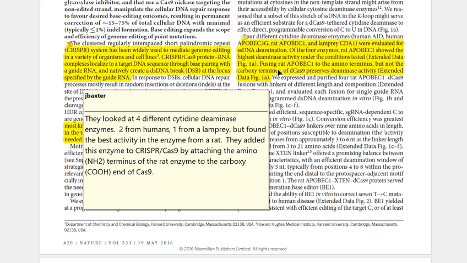So knowing that, they took that enzyme from the rat, that cytosine deaminase, and they attached it to CRISPR-Cas9 by attaching the amino terminus of the rat enzyme to the carboxyl end of the Cas9 protein. Because remember, when we put amino acids together, an amine group always attaches to a carboxyl group, and then we have a dehydration synthesis reaction occur. So they had that dehydration synthesis reaction between the N terminus of the CRISPR-Cas9 protein and then the carboxyl end, or the C terminus, of the rat enzyme.